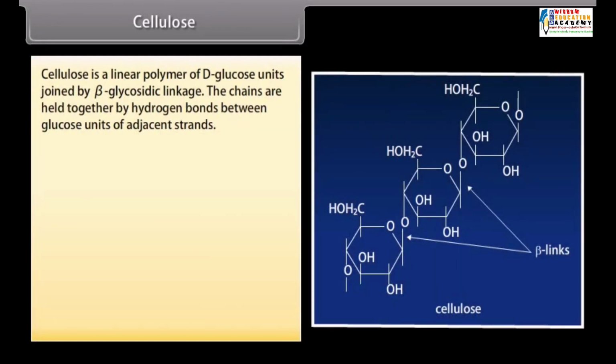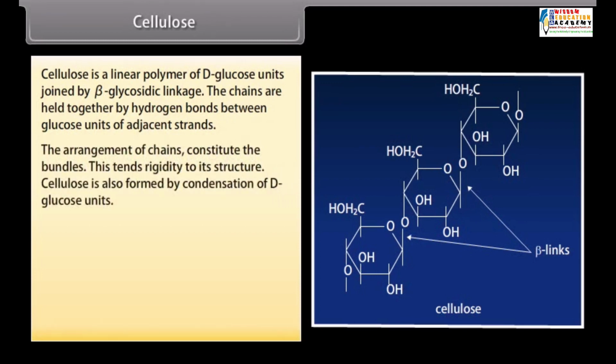Cellulose. Cellulose is a linear polymer of D-glucose units joined by beta-glycosidic linkage. The chains are held together by hydrogen bonds between glucose units of adjacent strands. The arrangement of chains constitutes bundles. This lends rigidity to its structure.